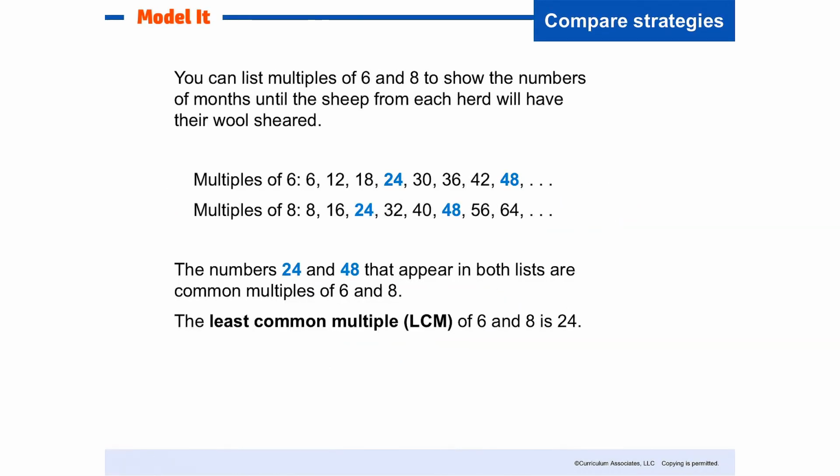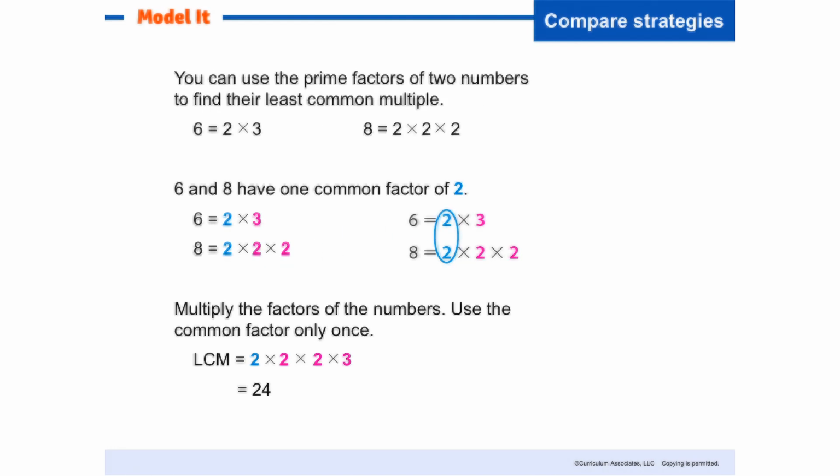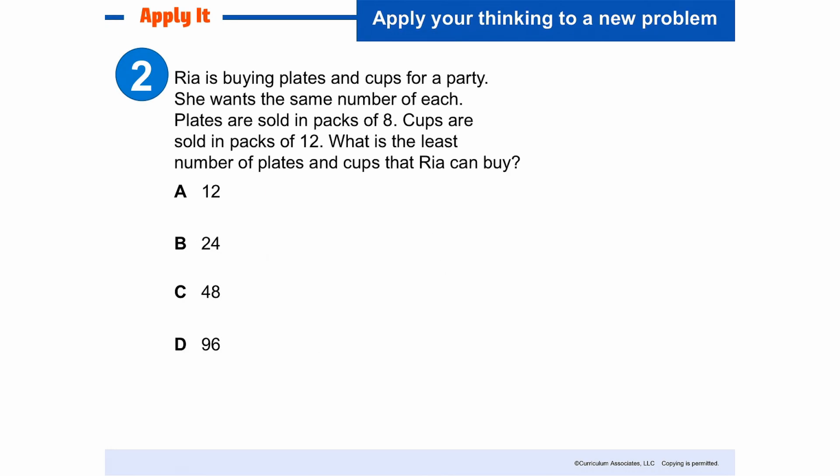All right. So first way that I showed you, listing multiples. Okay. Second way is we can do our prime factorization. Let's go ahead and look at number 2. This one I am going to do prime factorization.